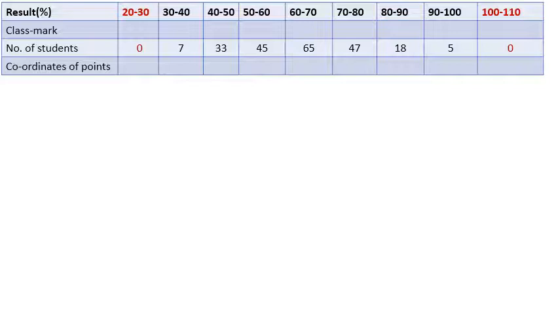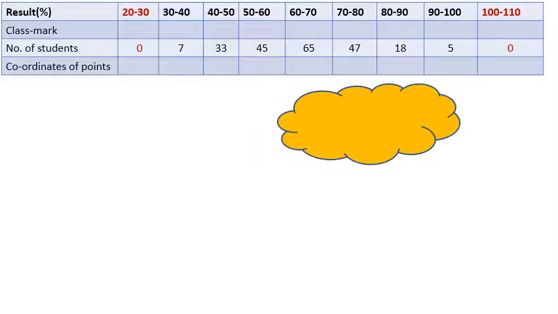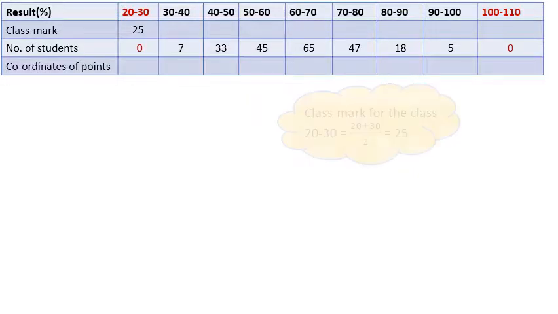The third row represents the frequencies. Note that the frequencies of the new class intervals will be 0. And the fourth row is to write the coordinates of the points to be plotted. The formula for class mark is given by (lower limit plus upper limit) by 2. So for the first class interval, the class mark is 25. In a similar way, we find the class marks of the remaining class intervals.